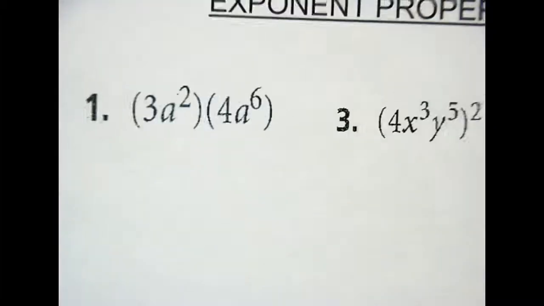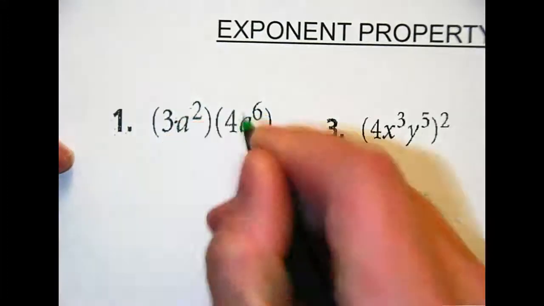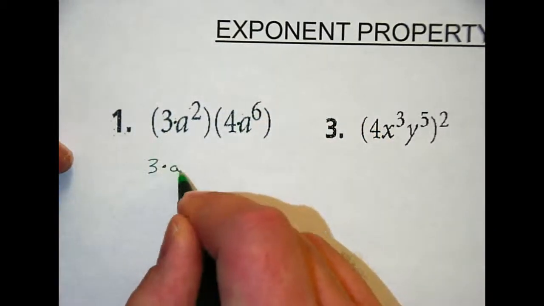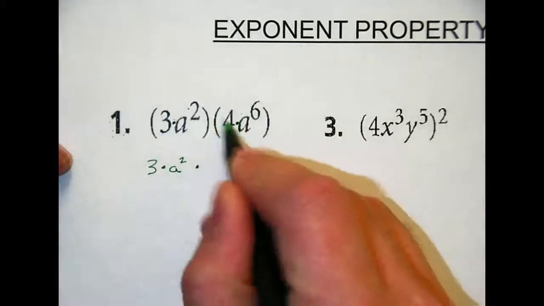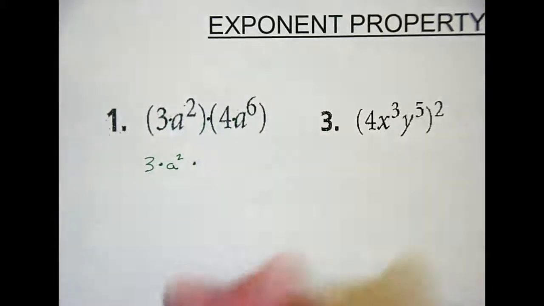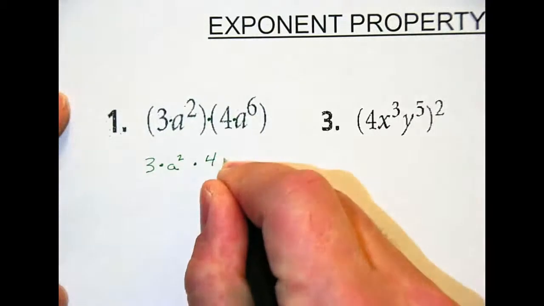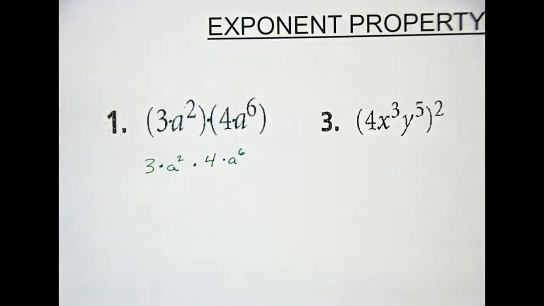Number one, if you have a problem that looks like this, just something to keep in mind when you're dealing with exponents is to think about expanded form. Okay? This is 3 times a squared times, now since there's nothing in between here, so it's still another multiplication sign, those parentheses really don't mean anything, so we could drop them. Whoever is the clicker, quit being a clicker. Okay? 3 times a squared times 4 times a to the 6th.